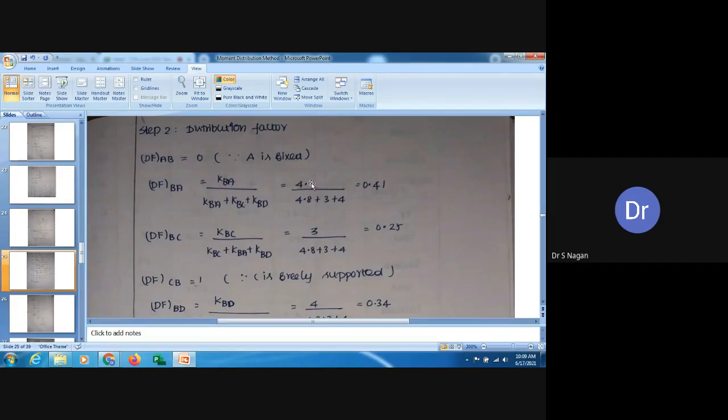So the relative stiffness values: 4.8 divided by 4.8 plus 3 plus 4. So you should get the distribution factor as 0.41. Then DFBC and DFBD calculation. DFBC will be KBC by KBA plus KBC plus KBD, which is 0.25. After calculating this, calculate DFBD. Don't skip it, because at the joint we calculate all three distribution factors, since the sum of distribution factors at any joint should be equal to 1. That also we should fill up.